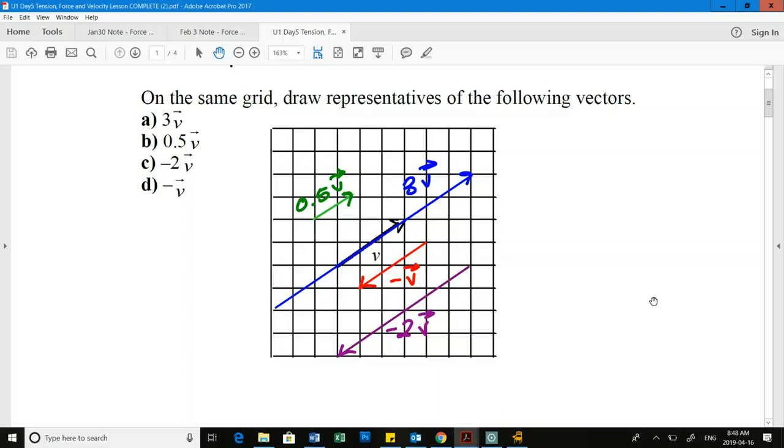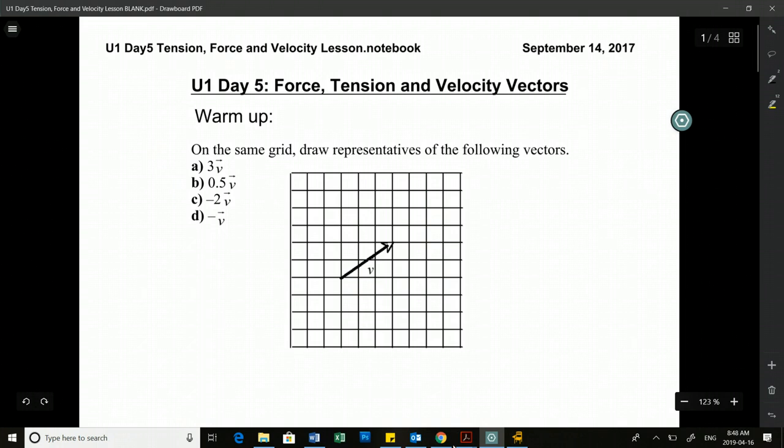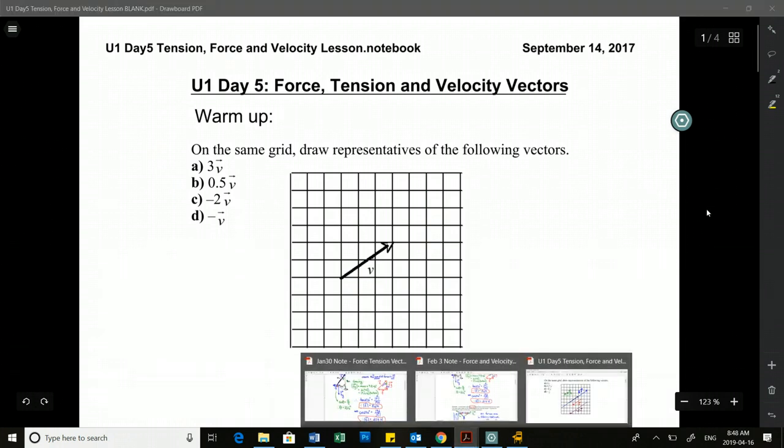Okay, can I flip off this, or are we still looking at it? No answer. I will take that as I can flip off of it. Do you guys need it still? Okay.